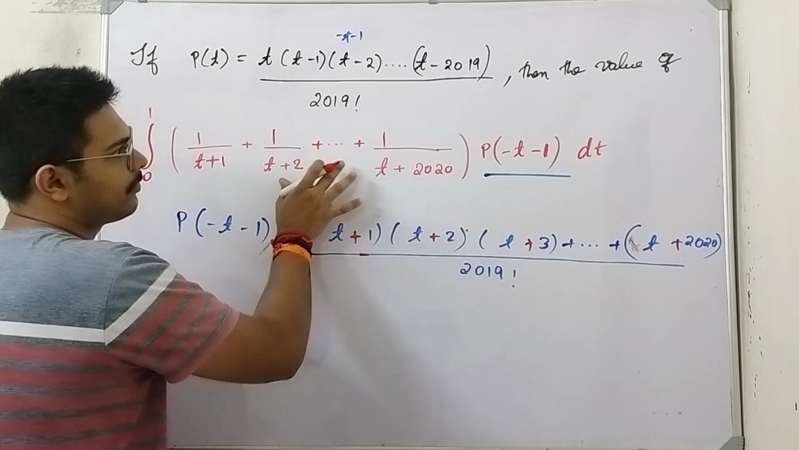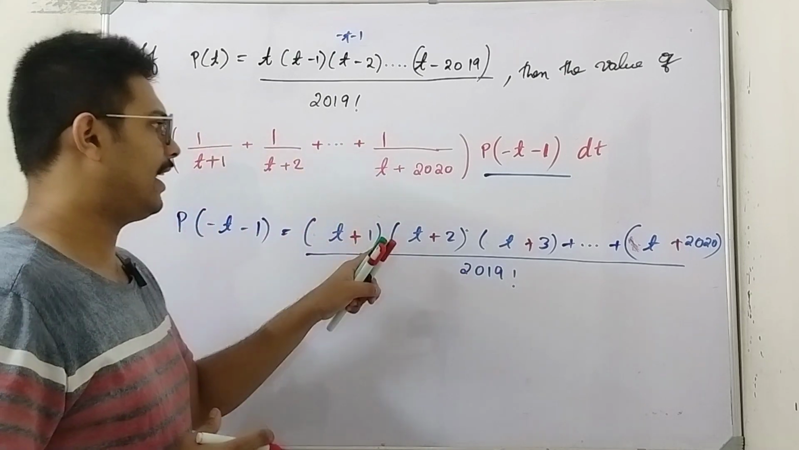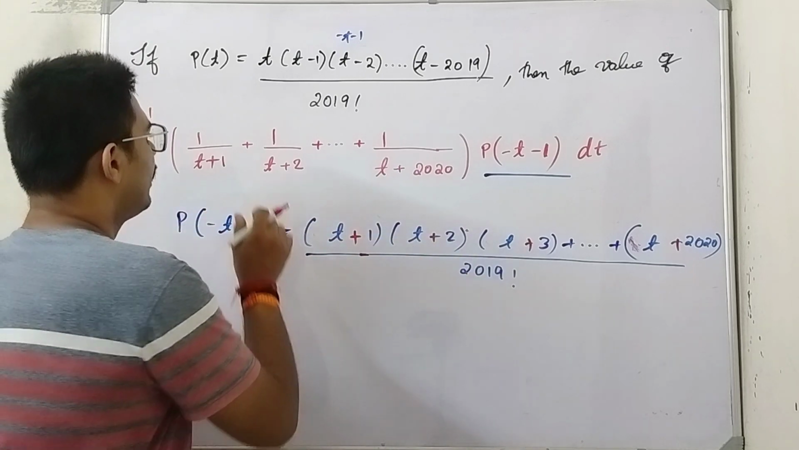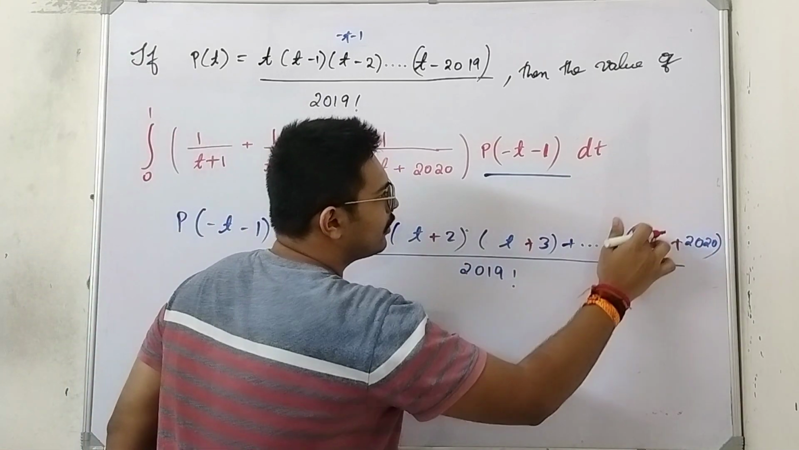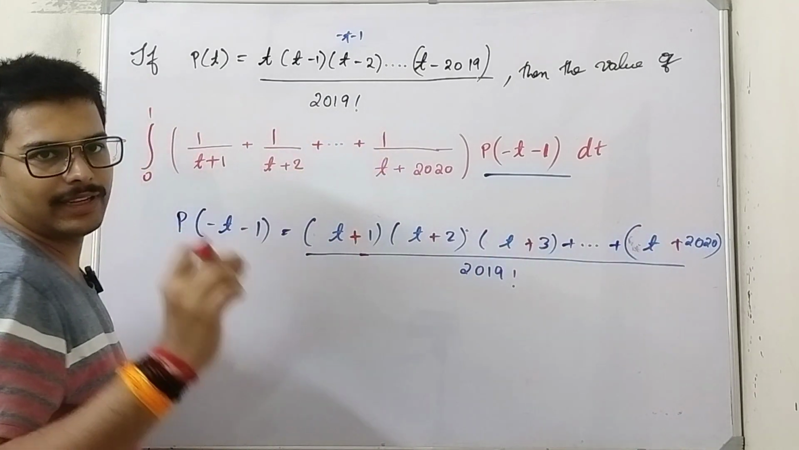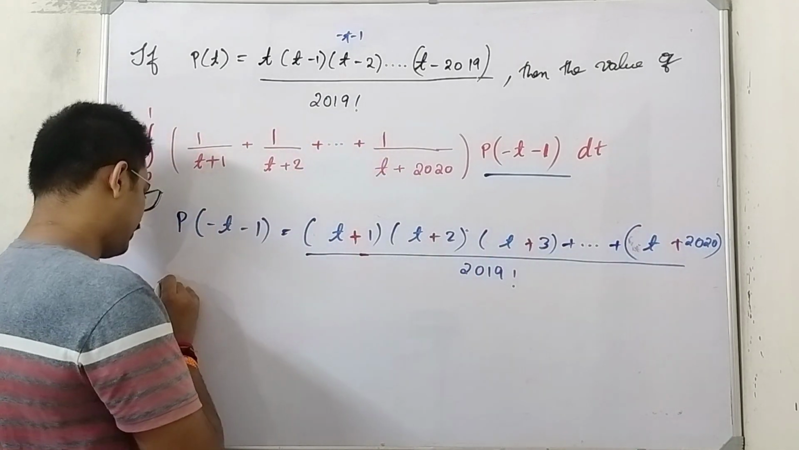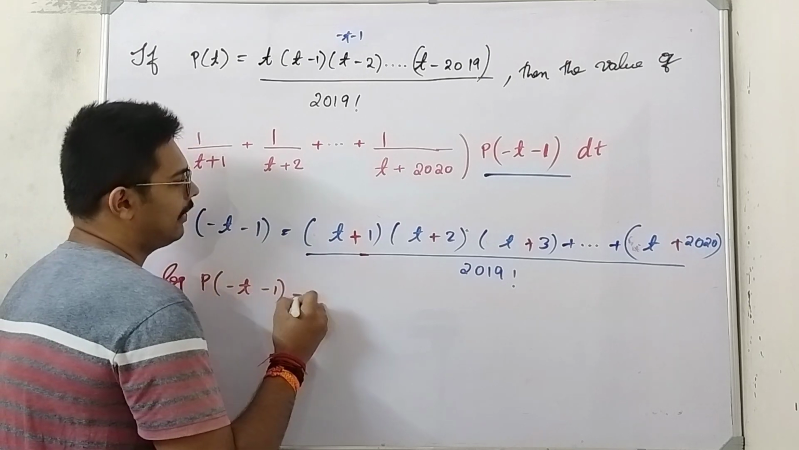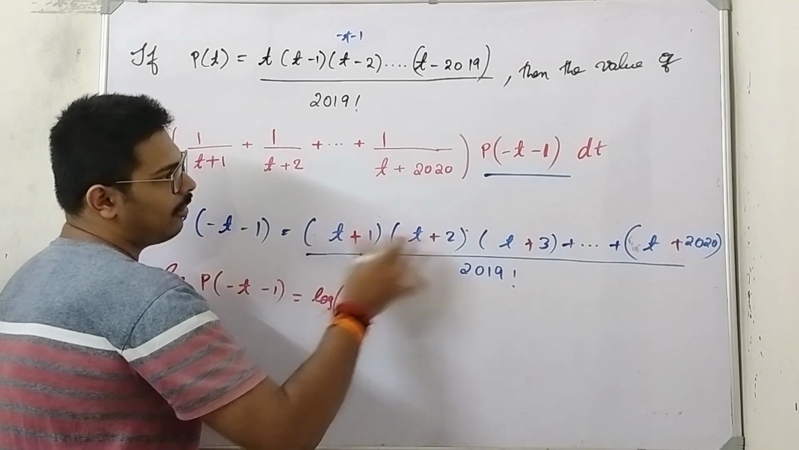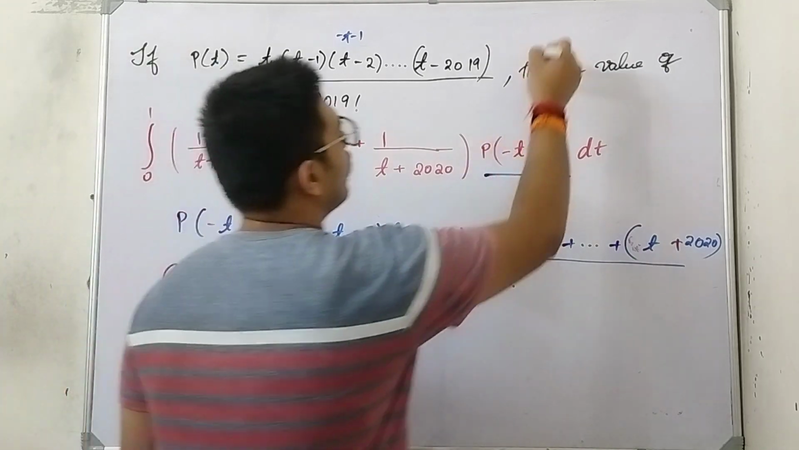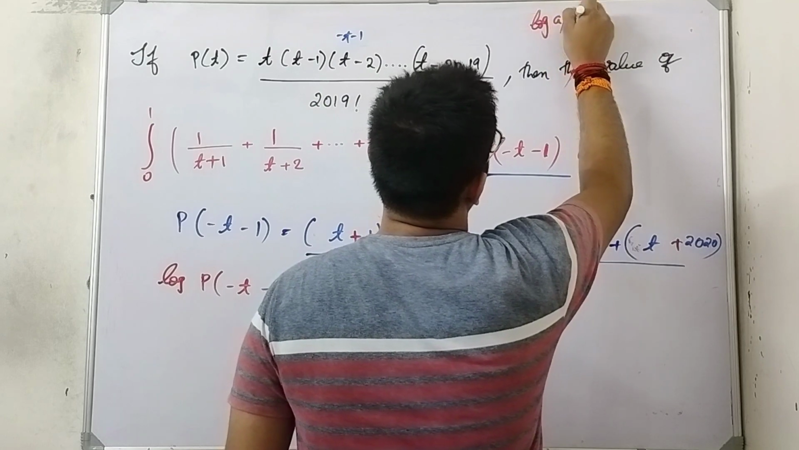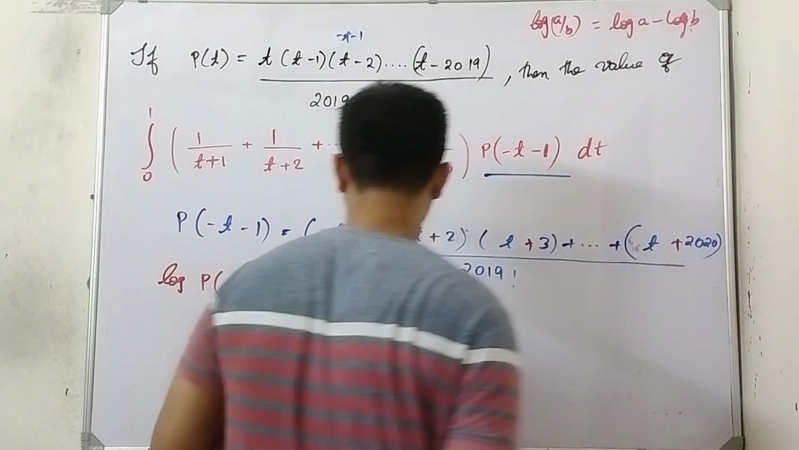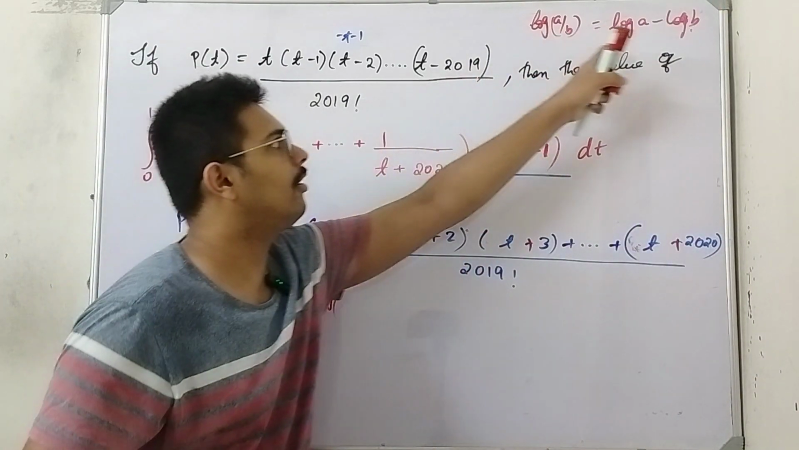Instead of solving this directly, I am looking for any similarity. Is there any similarity between this integrating term and this one? Yes, there is one similarity. The log derivative of this numerator is this quantity. We can take log on both sides, which means log of P of minus t minus 1 equals log of a by b, which is log a minus log b. So I can write it as log of numerator minus log of denominator.